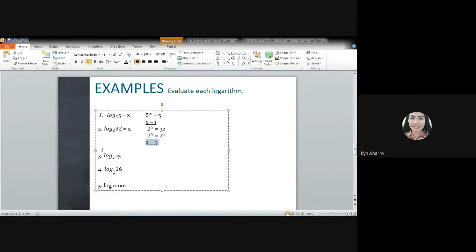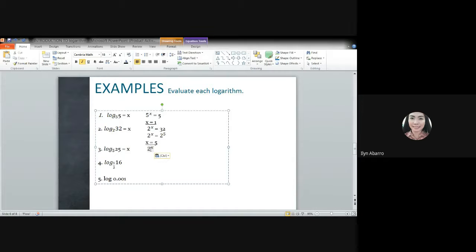Okay, number 3. So, the logarithm of 25 with base 5 is equal to, we're going to find its value, which is represented by the variable x. So, our base is 5. So, ilagay natin dito, base 5. Of course, we are looking for the exponent x is equal to 25. Ganun lang. So, again, make the bases equal. Kailangan equal yung base.